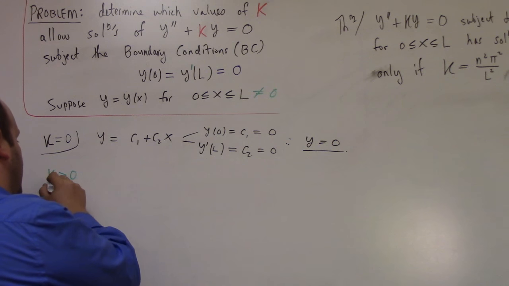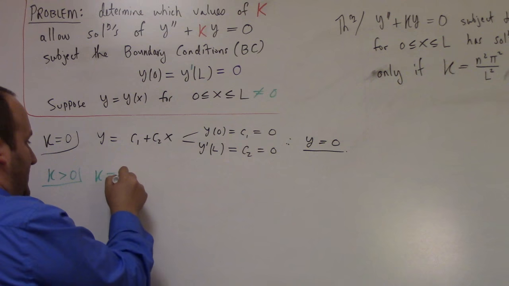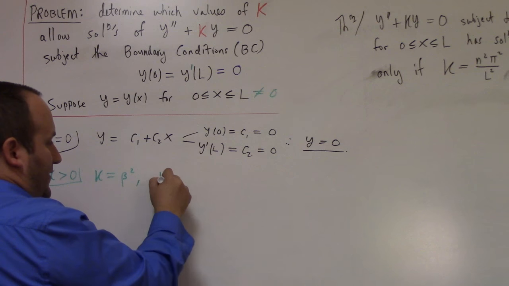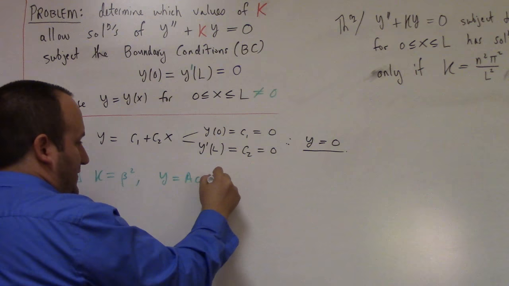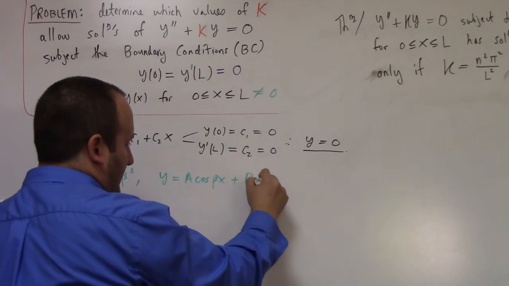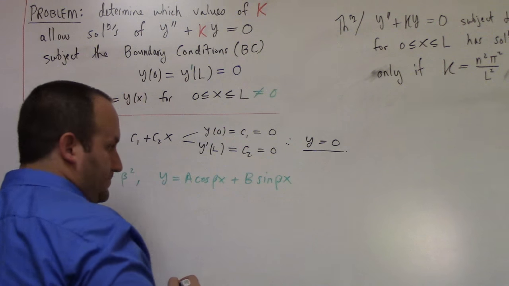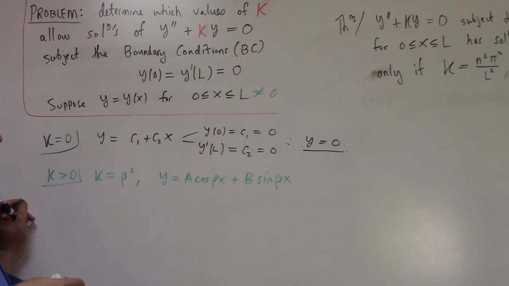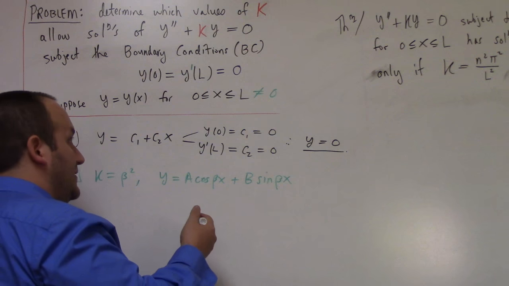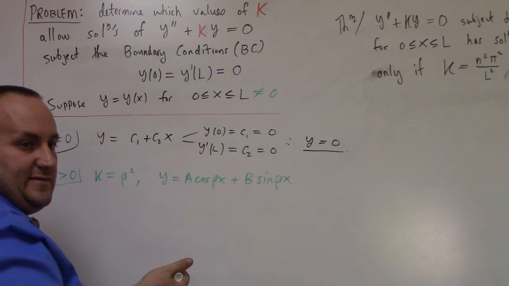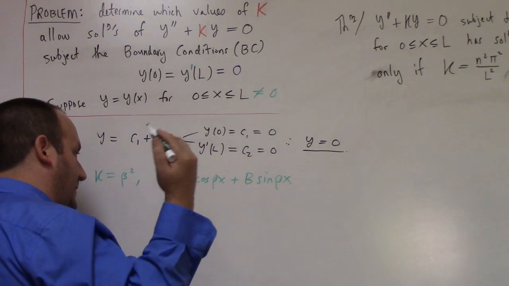Alright, so how about the other case? Keep it positive, k greater than 0. So we let k equal beta squared. We look at our friend y equals a cosine beta x plus b sine beta x, right? And let's see here. Again, I should emphasize that in all of these calculations, we could take x and replace it with t. And that might even be more physically natural, since y prime prime plus ky is a harmonic oscillator if the prime is a time derivative. But anyway.